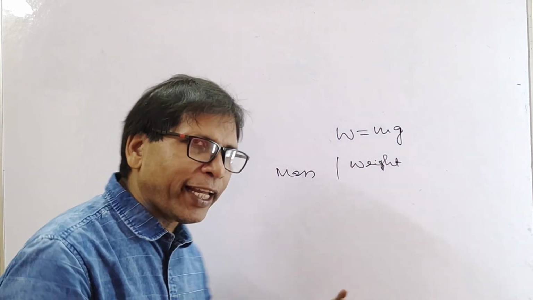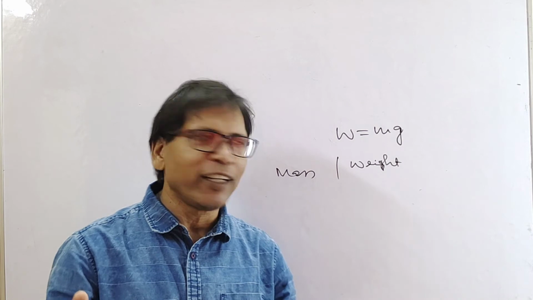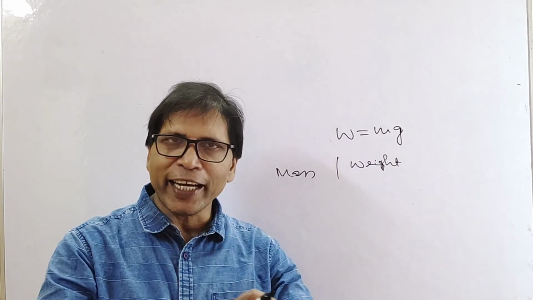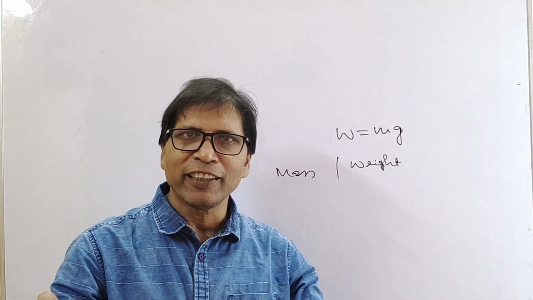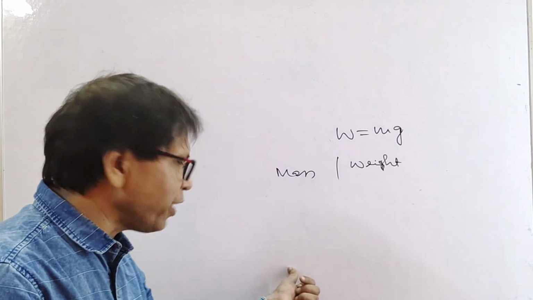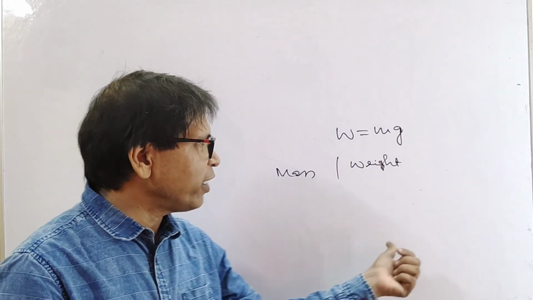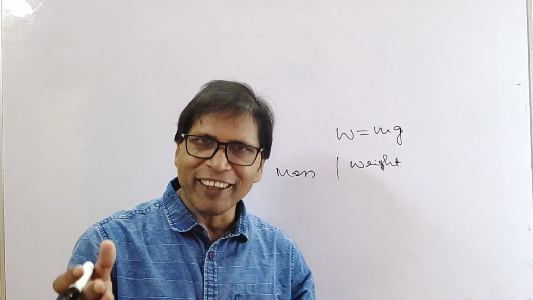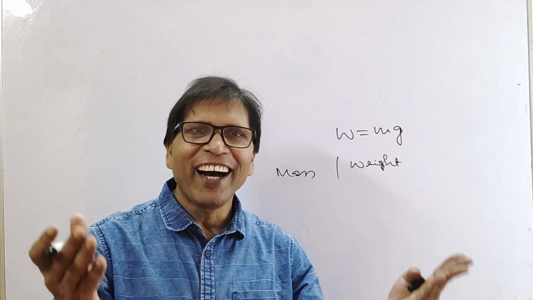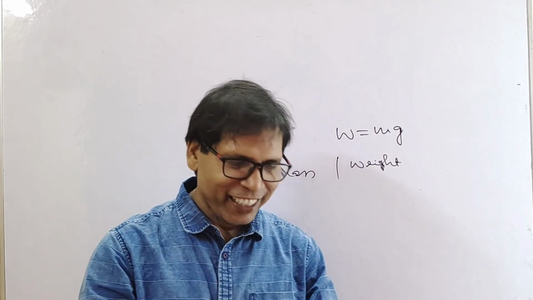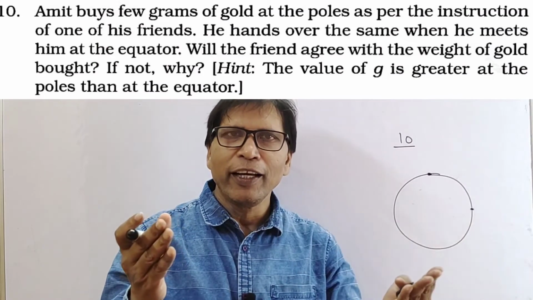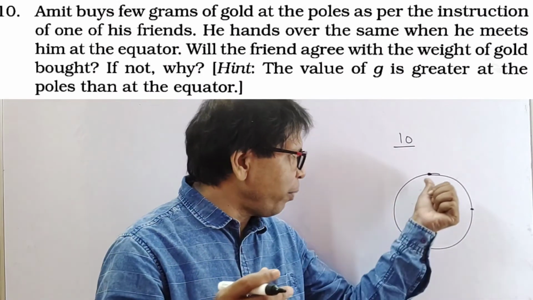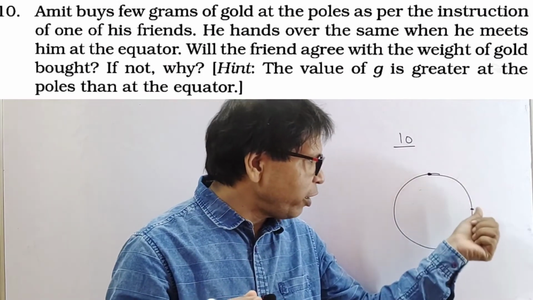Okay, mass is the characteristic property of a substance, but weight is not the characteristic property of a substance. What is the unit of mass? Kg. What is the unit of weight? Newton. Okay, understood? Next.